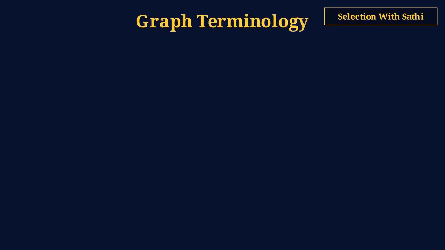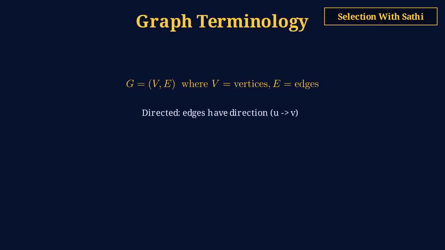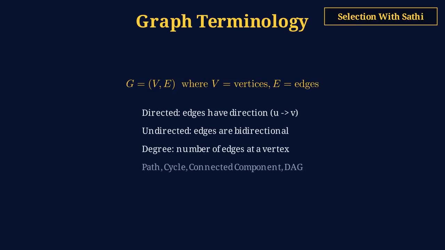A graph G consists of vertices V and edges E. In a directed graph, edges have direction going from U to V. In an undirected graph, edges work both ways. The degree of a vertex is the number of edges connected to it. Key concepts include paths, cycles, connected components, and DAGs, which are directed acyclic graphs.